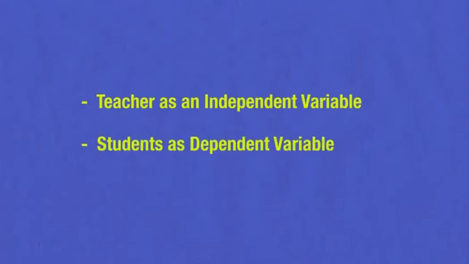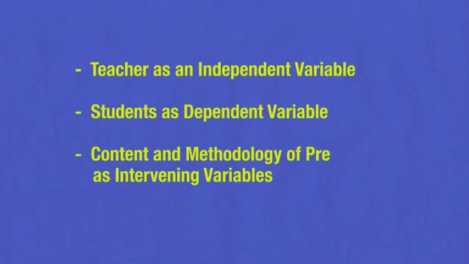The second variable, that is students. Now, students as dependent variable. The student is required to act according to the planning and organization of the teacher. Teaching activities of the teacher influence the learning of the students. The third variable, that is content and methodology of presentation as intervening variables. The intervening variables lead to interaction between the teacher and the students. The content determines the mode of presentation: telling, showing, and doing, etc.